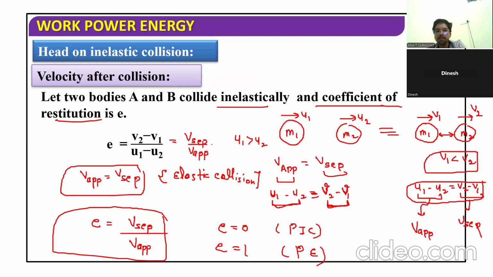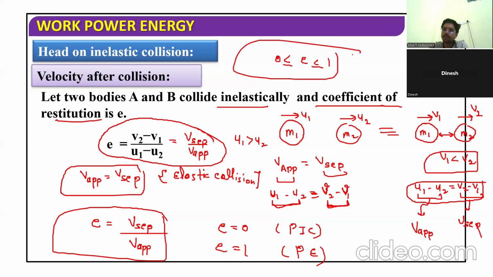Is it clear to you? This is very, very important. But a collision which is neither perfectly elastic nor perfectly inelastic, partially elastic and partially inelastic, its E value will lie between 0 and 1. E equal to 0 means perfectly inelastic, and E equal to 1 means perfectly elastic. Okay?